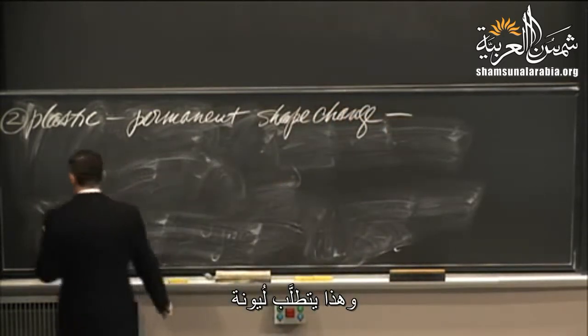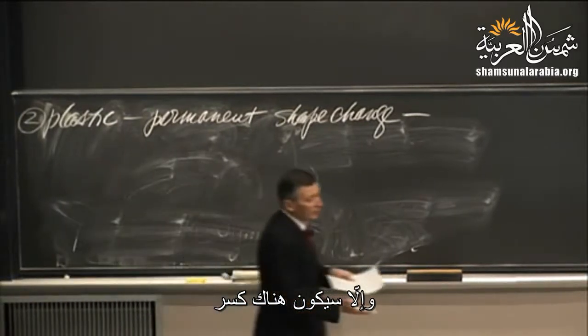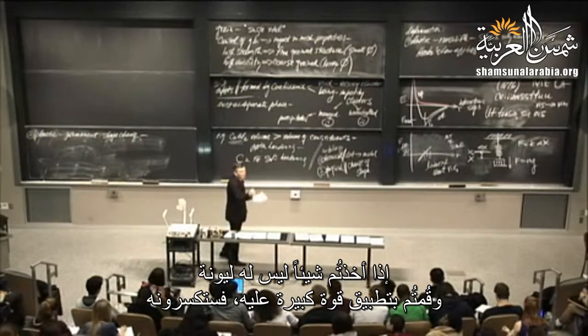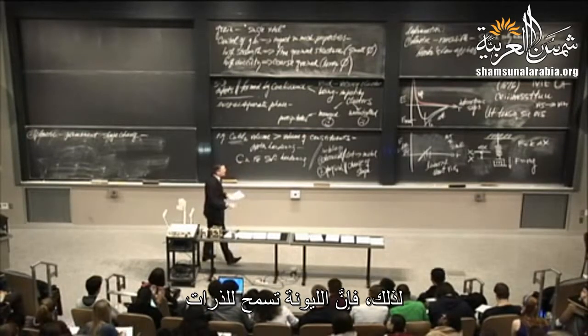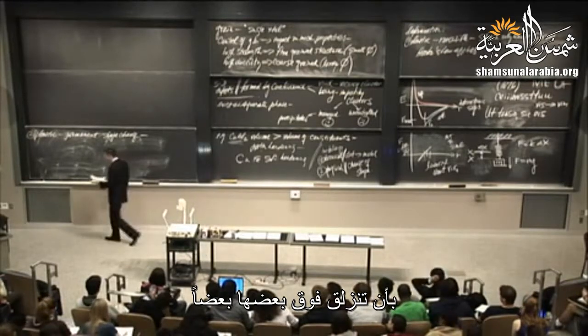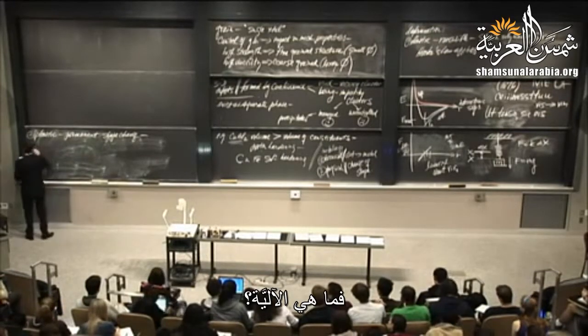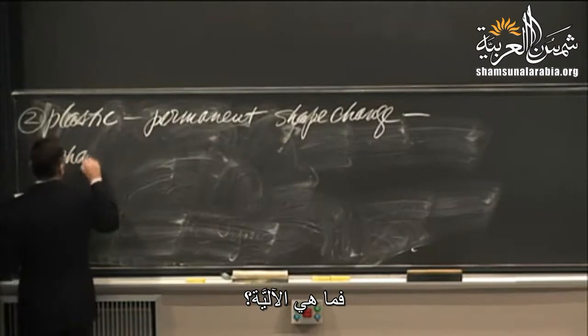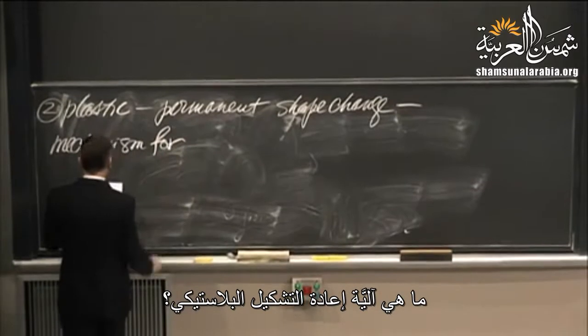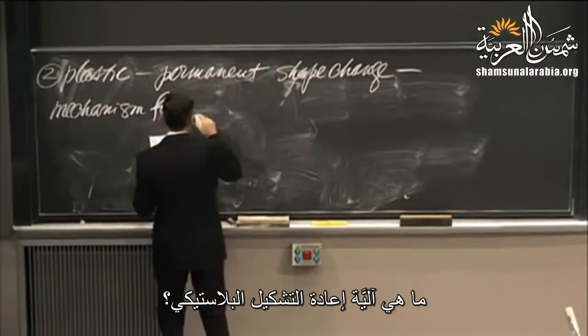All right. And this requires ductility, because otherwise you'll have fracture. If you take something that has no ductility and you apply a supercritical force, you just crack everything. So ductility allows for the atoms to glide over one another. So what is the mechanism? What is the mechanism for plastic deformation?